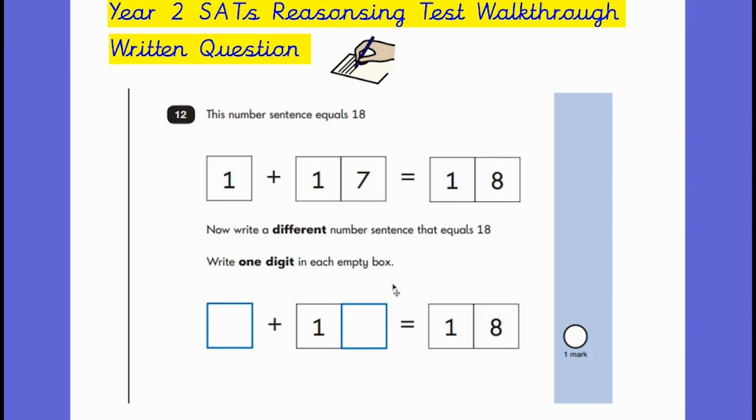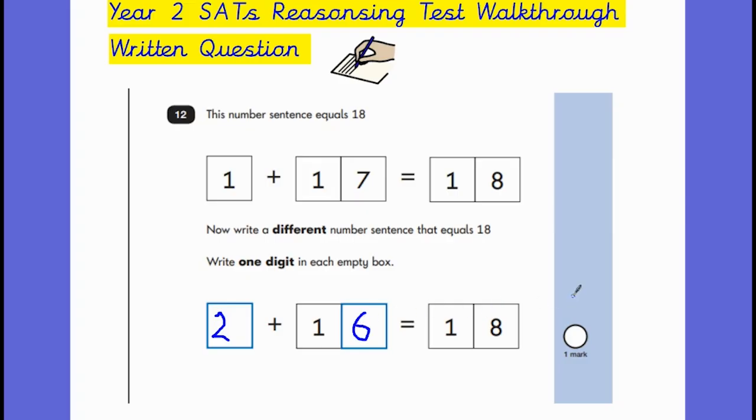Okay, number 12. This number sentence equals 18. Now write a different number sentence that equals 18. We write one digit in each empty box. So for this question, what they need to do is try and make 18 by adding two different numbers together. They might start by thinking, well, if 1 and 17 makes 18, if I put a 2 there, I'm going to have to make this 1 less than this. So 2 add 16 is also 18.